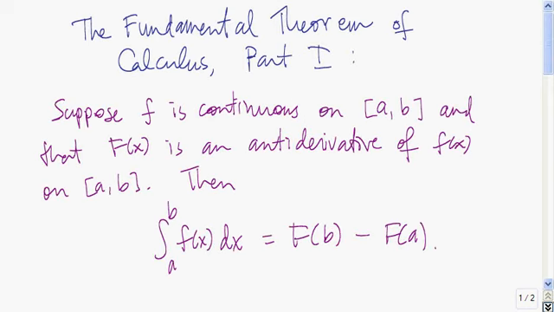Okay, this amazing theorem says that if you have an antiderivative of your function, and your function is continuous between the limits of integration, then to evaluate the definite integral, all you have to do is take the upper limit of integration, plug it into the antiderivative, take the lower limit of integration, plug it into the antiderivative, and then the difference between those two is equal to the value of the definite integral. It's as simple as that.